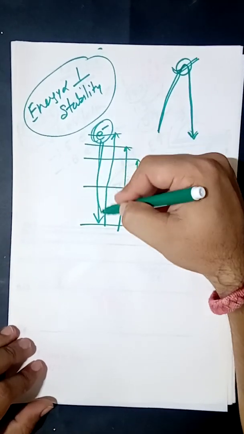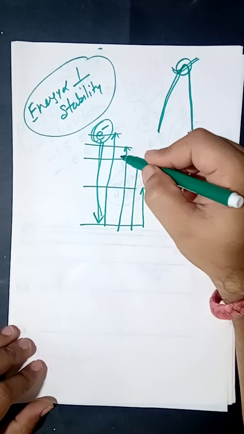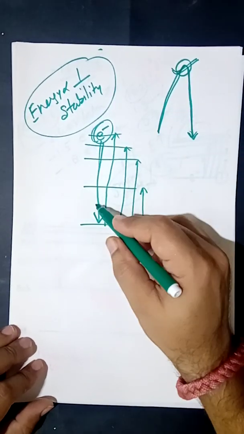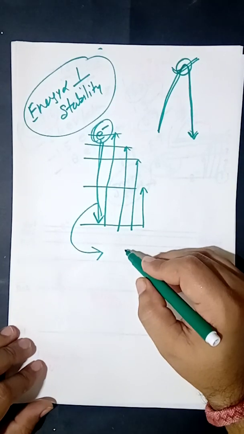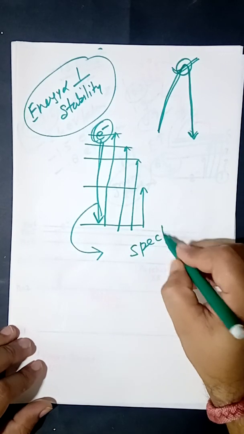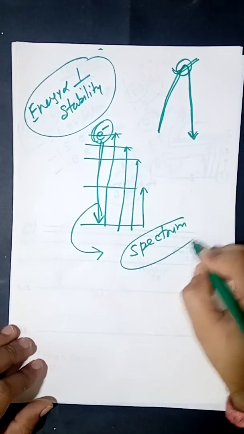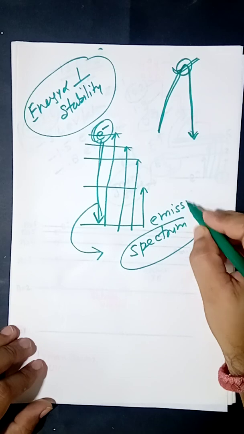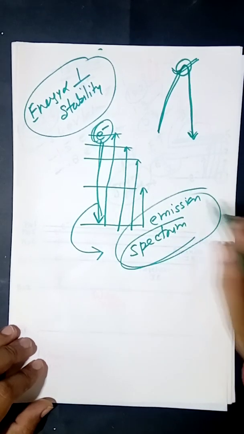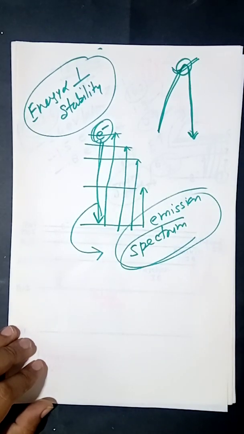When the electron returns to the ground state, it loses energy, and this released energy is what we observe. This is known as the spectrum of the atom. In fact, because these radiations are released, this spectrum is also known as the emission spectrum of the atom. Now, a few questions.